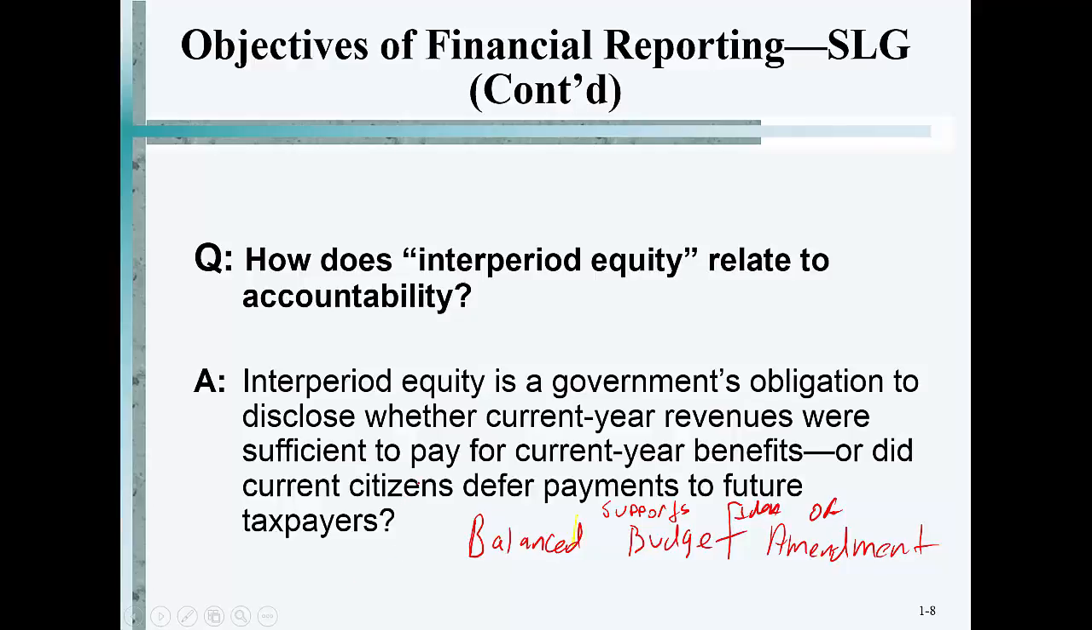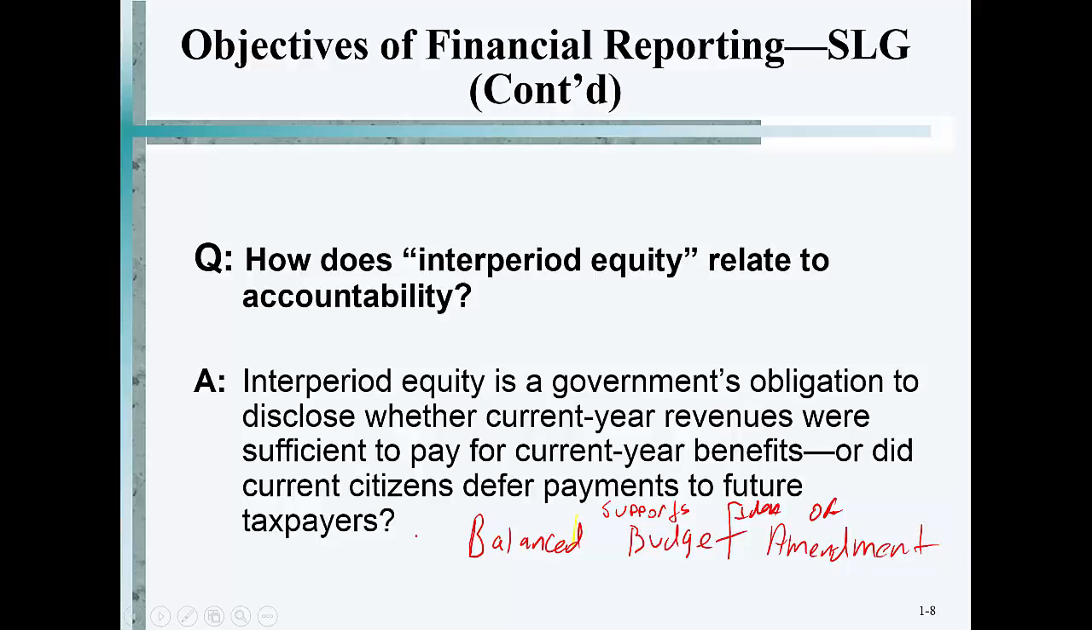Okay, so the federal government does not follow the policy of interperiod equity because what? They spend more than they take in any period, right? State and local governments try to adhere to this idea of interperiod equity. Now notice we say here a balanced budget amendment supports interperiod equity. What is a balanced budget amendment? A balanced budget amendment says that the federal government should balance its budget each period.